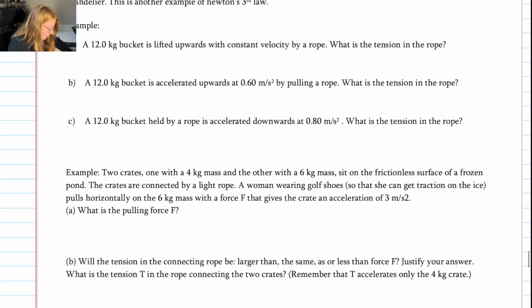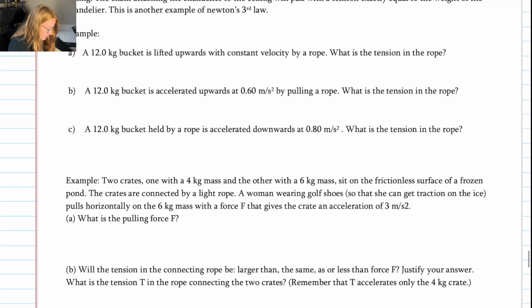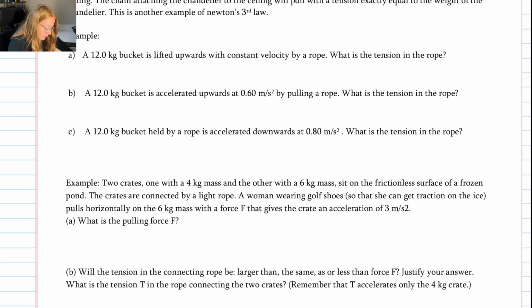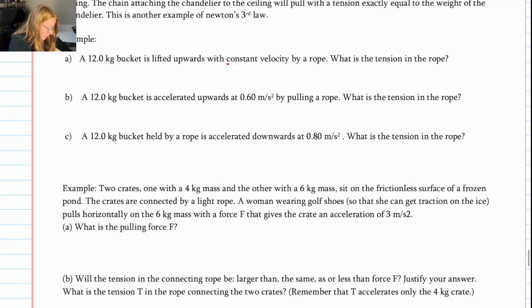Okay, so a 12 kilogram bucket is lifted upwards with a constant velocity by a rope. What is the tension of the rope? Let's just do some basic tension examples. We're being lifted upwards, keyword constant velocity. Remember, constant velocity means there is no acceleration, so the net force should also be zero.